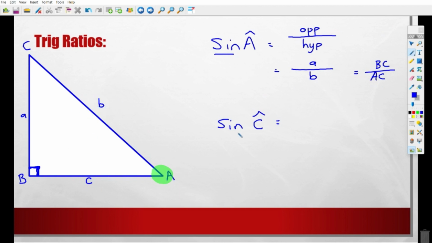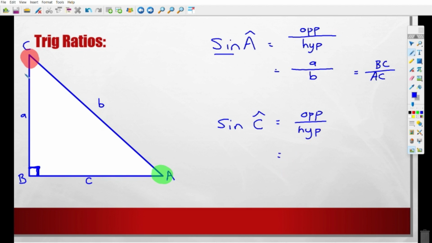So sine of C. Now my angle has changed that I'm dealing with. Which angle am I dealing with now? Now I'm dealing with angle C. So I want you guys to turn your heads a little bit to the right. Now if I look at angle C, what is sine again? We see it's opposite over hypotenuse.